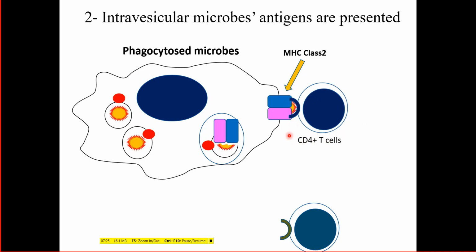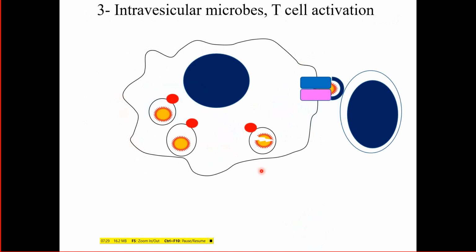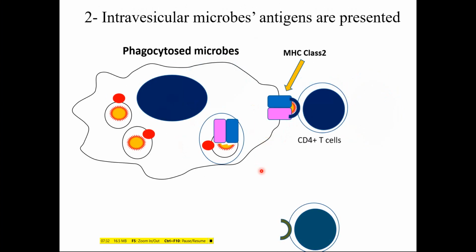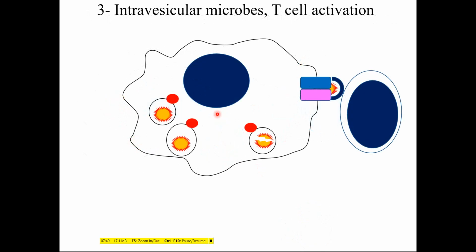From now on, this cell is labeled antigen presenting cell. The real name could be a macrophage or a dendritic cell, but the label becomes antigen presenting cell, or the adjective. So this is a process of antigen presentation.